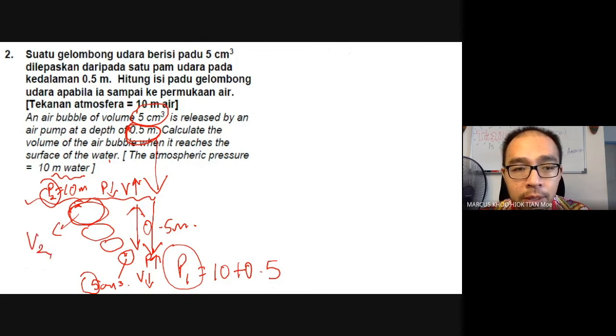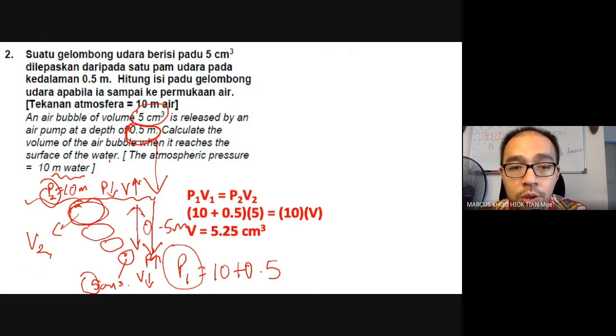I'm running out of time, so I'm just going to go through this very quickly. When you calculate this, you'll get 5.25 centimeter cube. If you don't understand this, watch this video again. The most important thing is we need to understand that the depth of the water contributes to pressure. But when you're on the surface of the water, the only pressure involved is the atmospheric pressure. But inside the water, whatever object is inside the water experiences both water pressure and atmospheric pressure.